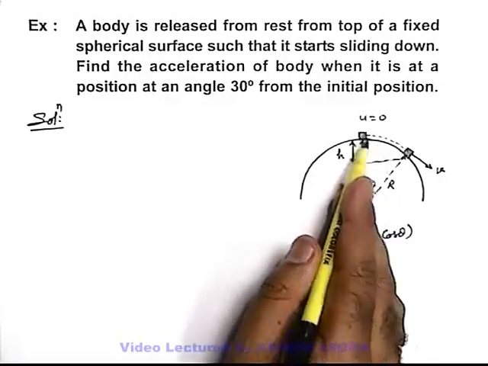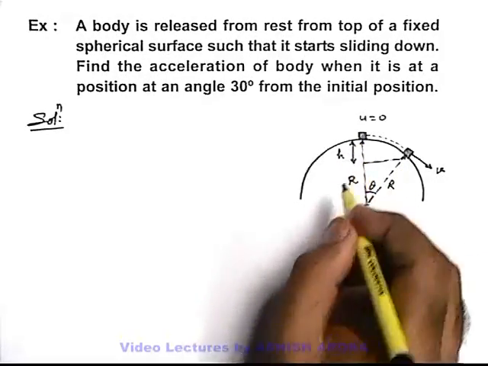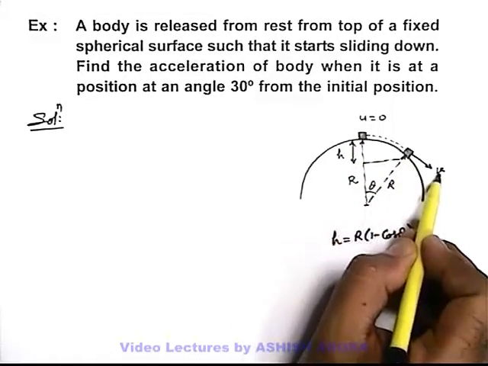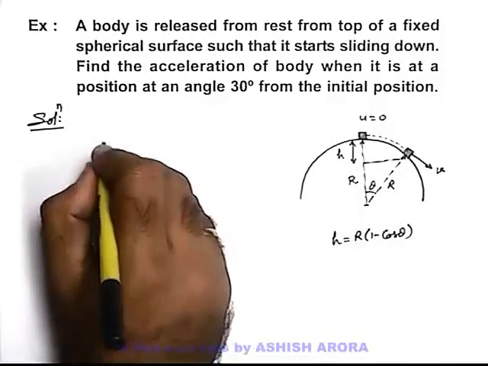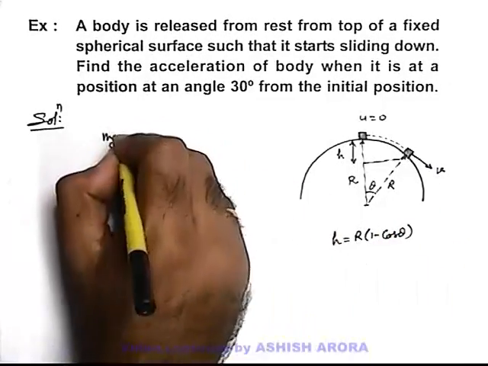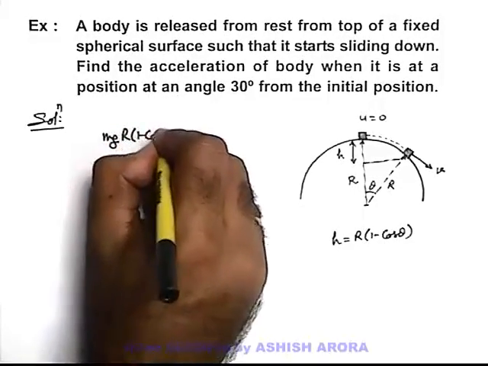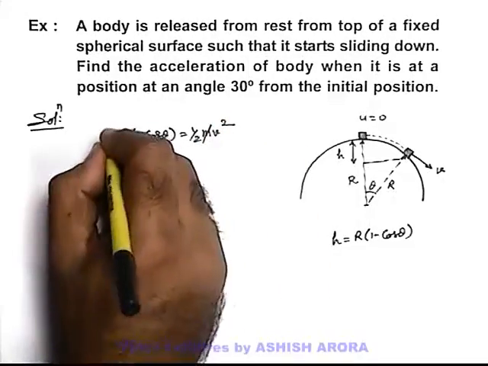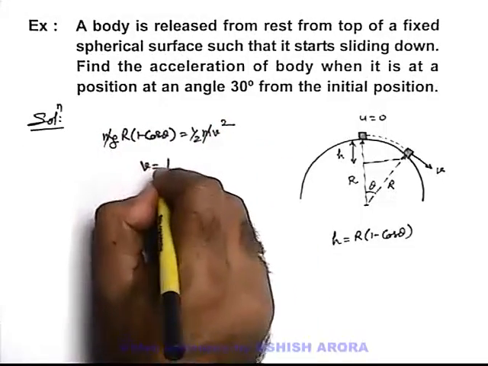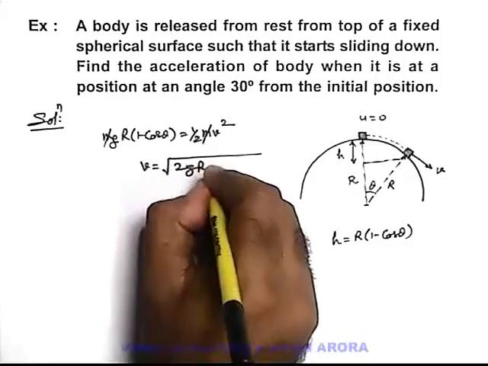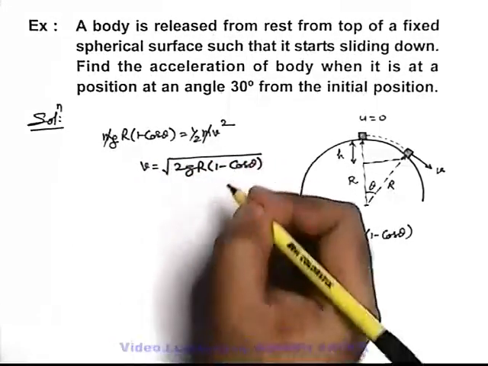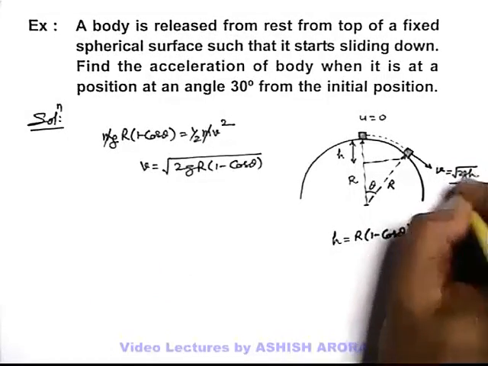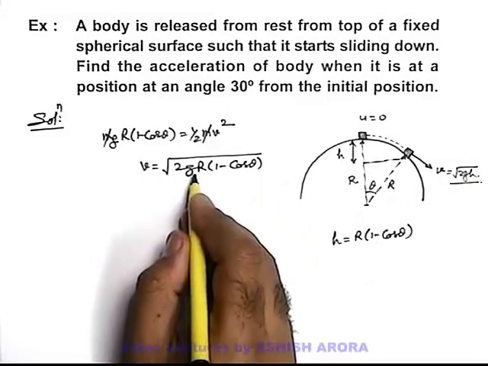By the work energy equation, whatever work is done by gravity in moving the body from this point to this point will be the gain in kinetic energy. So here we can write mgh, that is mg r into 1 minus cos theta, is equal to half mv square. Here m gets cancelled out and the speed we get is root of 2gr into 1 minus cos theta. This you can directly get by writing v equals root 2gh by energy conservation. So we will directly get this expression.